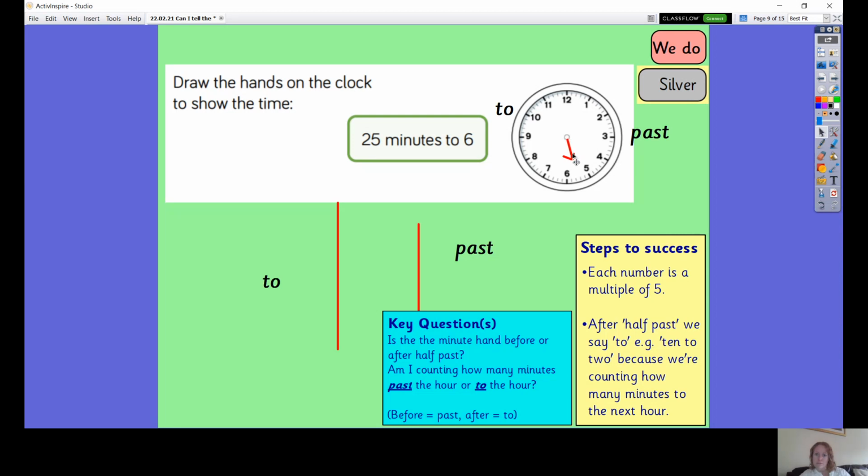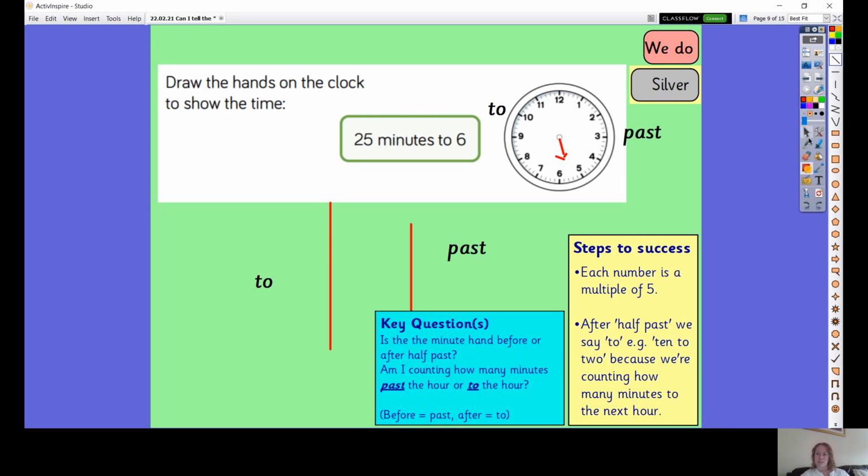Not going to let me move it. Come on, let me move it. No, it doesn't want to. Never mind. Let's not mess around with it. So it's gone past the 5. It's going to be coming up to 6 o'clock. Now, my minutes, 25 minutes to 6. So I need to work out where I'm going to put that.